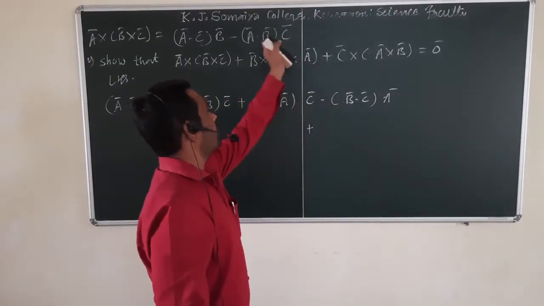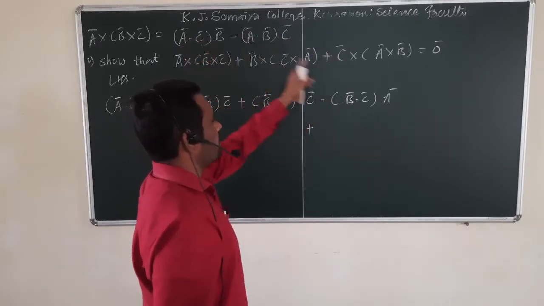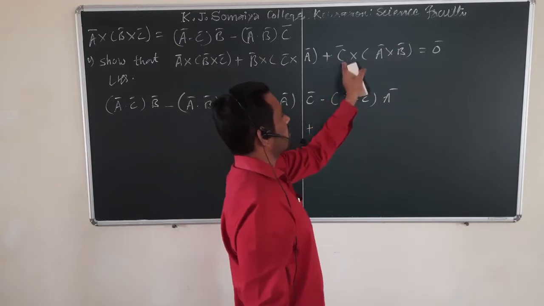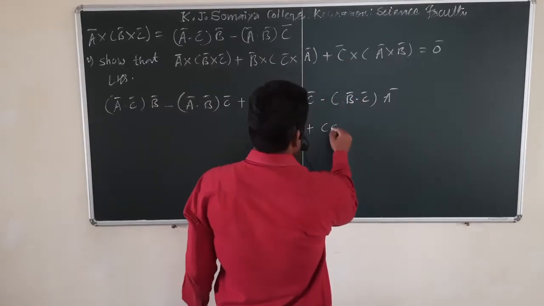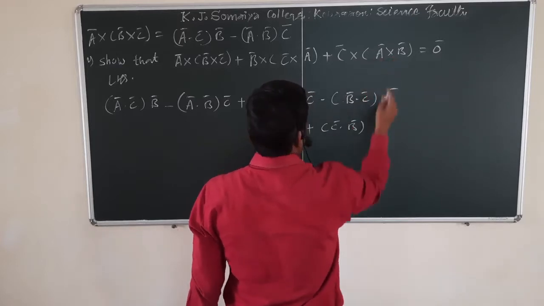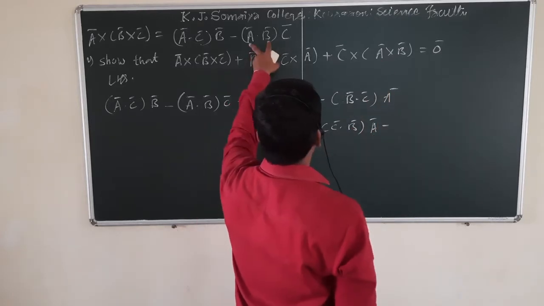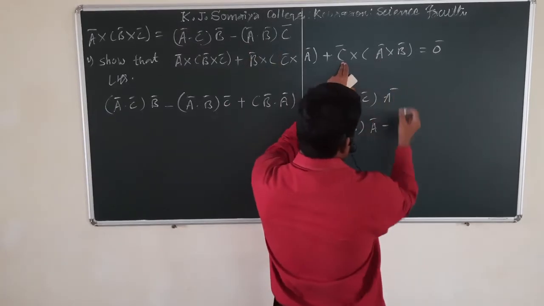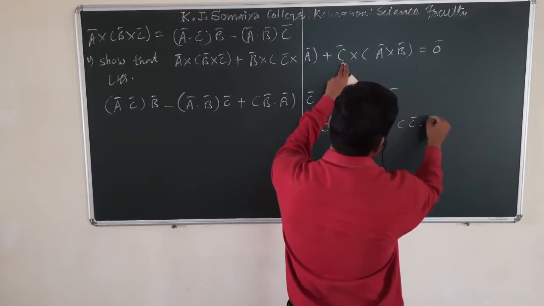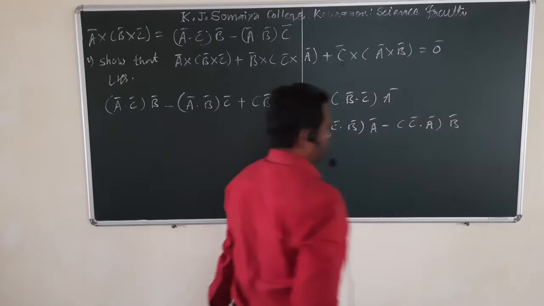Again the same formula we are using. The dot product of first and last vector, here first and last vectors are C and B, so C dotted with B multiplied by the second vector, which is vector A, minus C dot A, which is first and second vector, and multiplied by vector B.